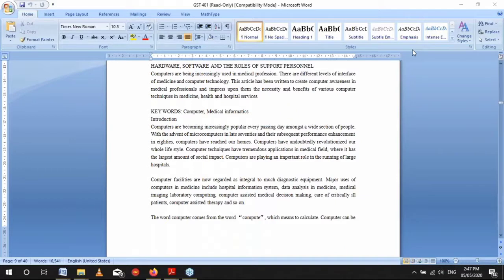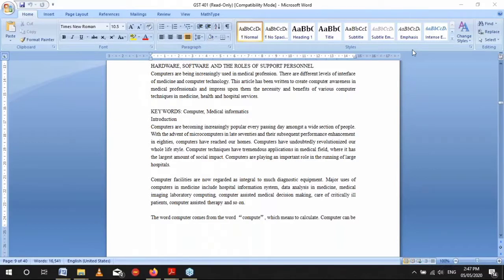When you say compute, that is to calculate. You see? And I want you to note this name, the father of modern computer. They call that man Charles Babbage. Charles Babbage, spelling B-A-B-B-A-G-E, Charles Babbage, the father of modern computer.